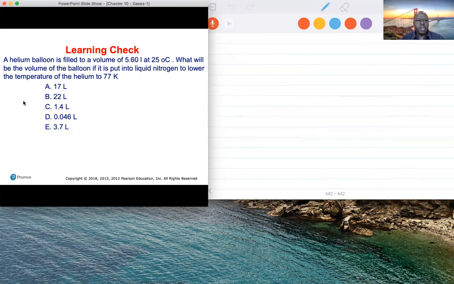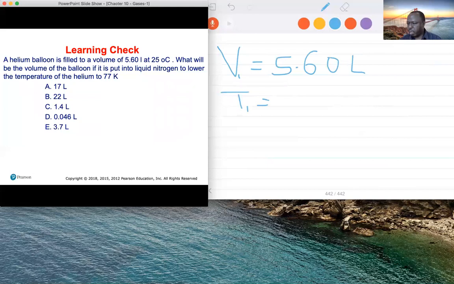For example, here, a helium balloon is filled to a volume of 5.60 liters at 25 degrees Celsius. So this is volume, you can call this V1 equals 5.60 liters, T1 equals 25 degrees Celsius. What will be the volume of the balloon? That means you're looking for V2. V2 equals what? If it is put in liquid nitrogen to lower the temperature to 77 kelvins, that means T2 is 77 K.